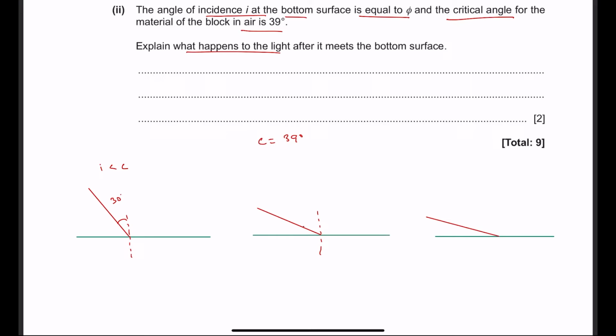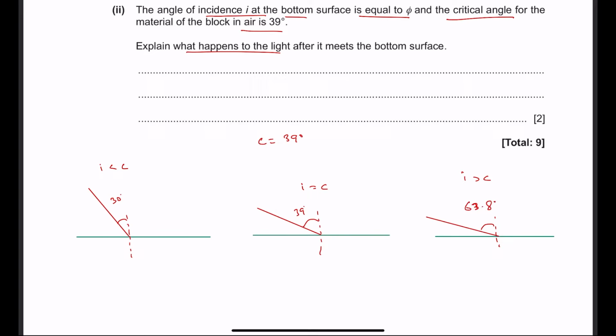In the second case, let's suppose the angle of incidence is 39. So what we're saying is the angle of incidence is equal to the critical angle. And in the third case, the angle of incidence is 63.8, which is what we need to explain what happens here. In this case, the angle of incidence is clearly greater than the critical angle. So what happens to light?